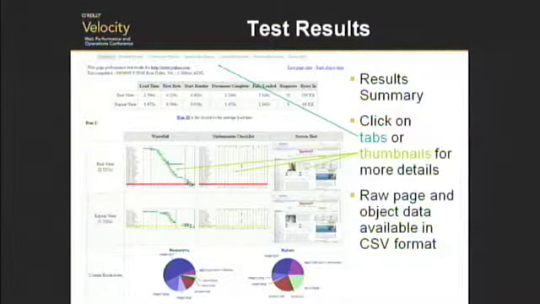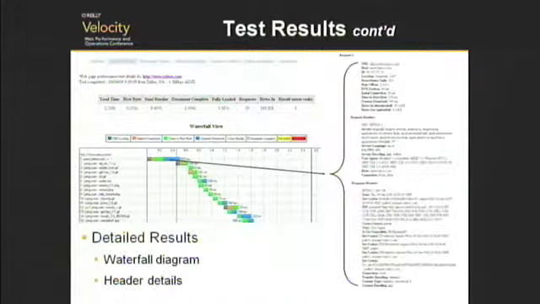This is an example of what the results look like, the very first screen, some summary information and thumbnails that you can click on for more information. A lot of the data is graphical or tabular, but you can also access raw data from some links at the top of the page there.